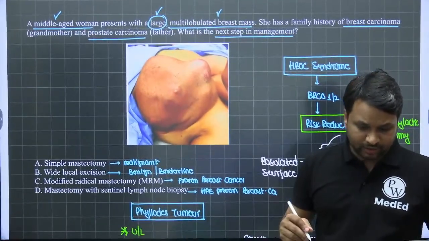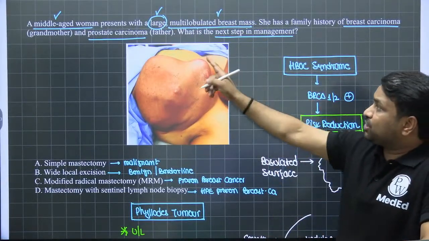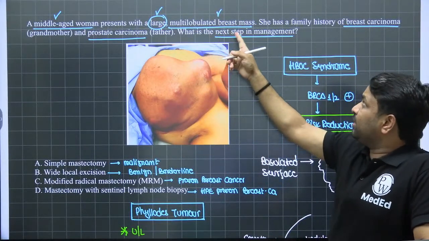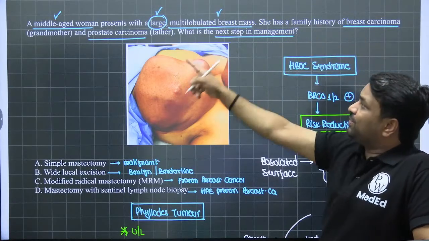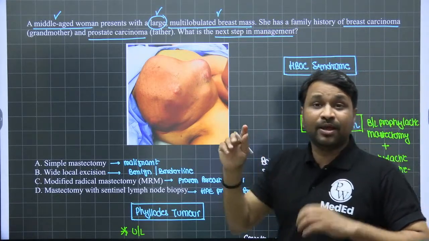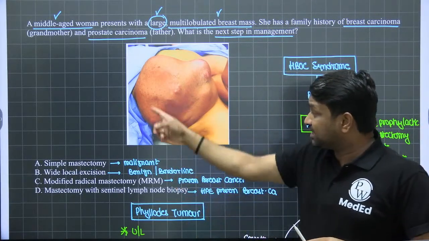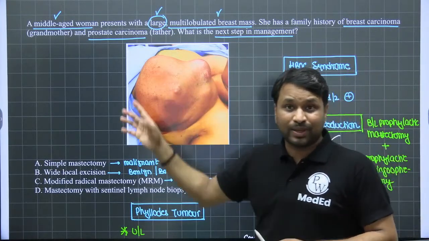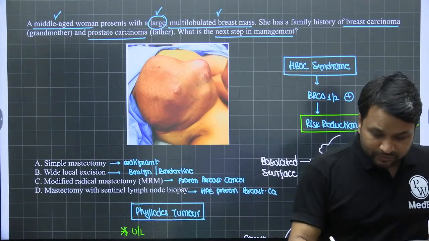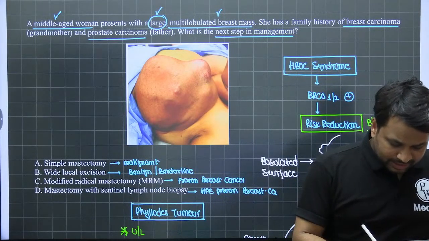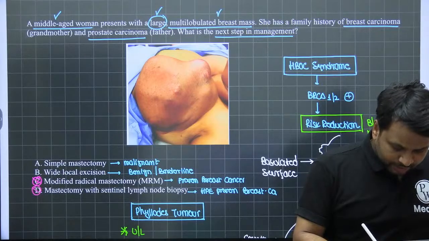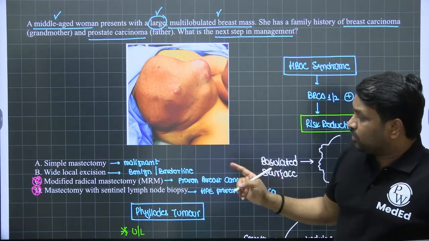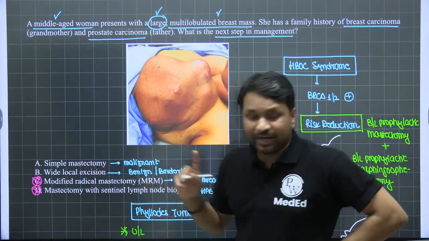Now look at the question very carefully. It is a middle-aged female with a large multilobulated breast mass. She has a family history of breast and prostate cancer. What is the next step? It does not tell us whether this lump or swelling is malignant. So when there is no evidence or mention of malignancy, I cannot go with option C or option D. Right? Now, the options you have to see are simple mastectomy or wide local excision.